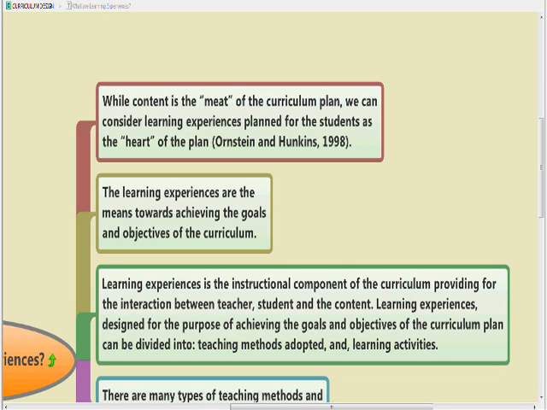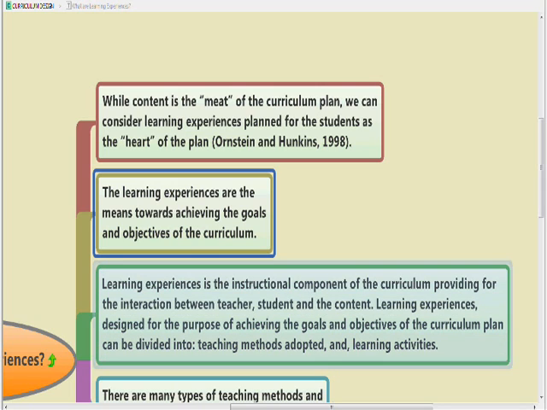The next notion: the learning experiences are the means towards achieving the goal and objective of the curriculum. That's the vehicle, as I was telling you in another video, where I was trying to draw an analogy. The written curriculum, which many of you may call the syllabus, is a dead document. It's someone's recipe or someone's aspiration, but it needs to be translated into action for it to manifest, to unfold the content in a meaningful way. So the learning experience is the one that is going to do it well.